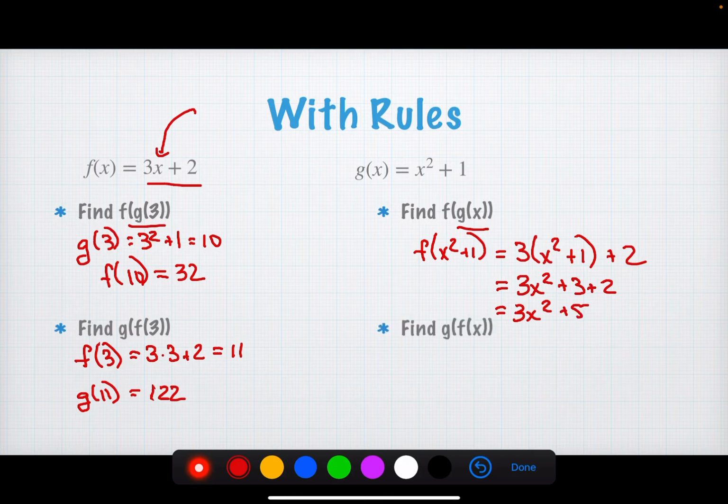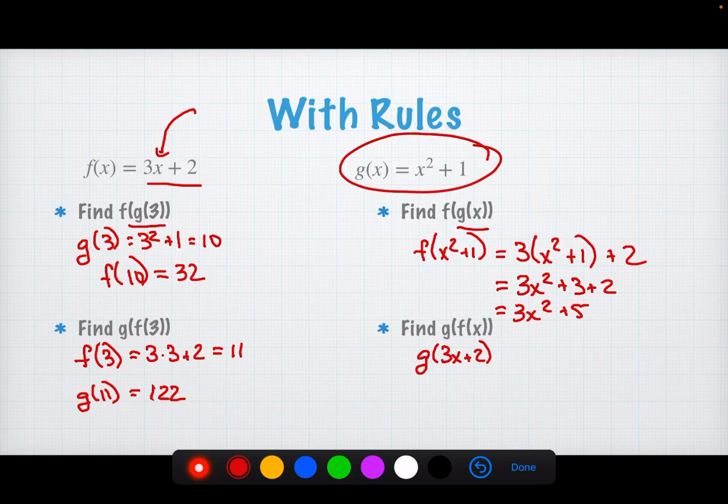And then let's look at the other order. If I were doing g of f of x, that means I have to plug f into g. So I have g of 3x plus 2. In my rule for g, I'm replacing x with 3x plus 2. So I have 3x plus 2, all squared, plus 1, which I'm not going to multiply out right now.